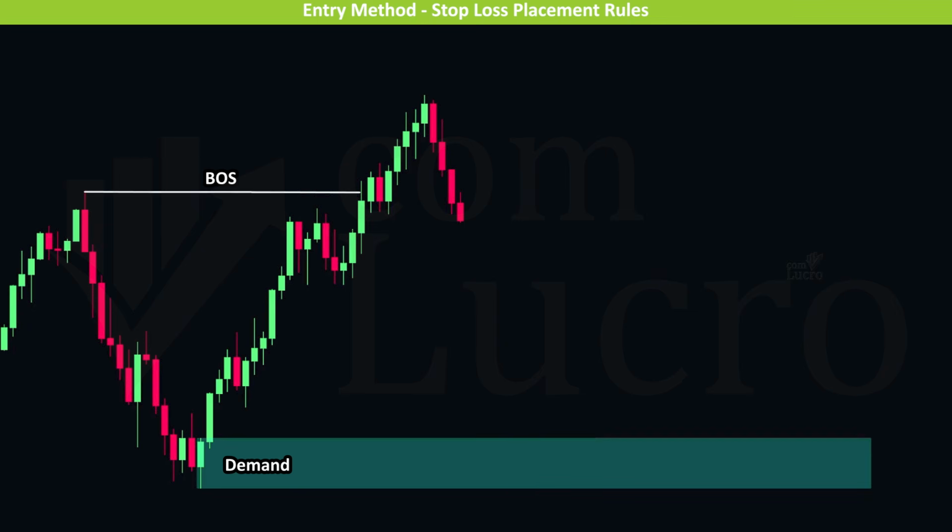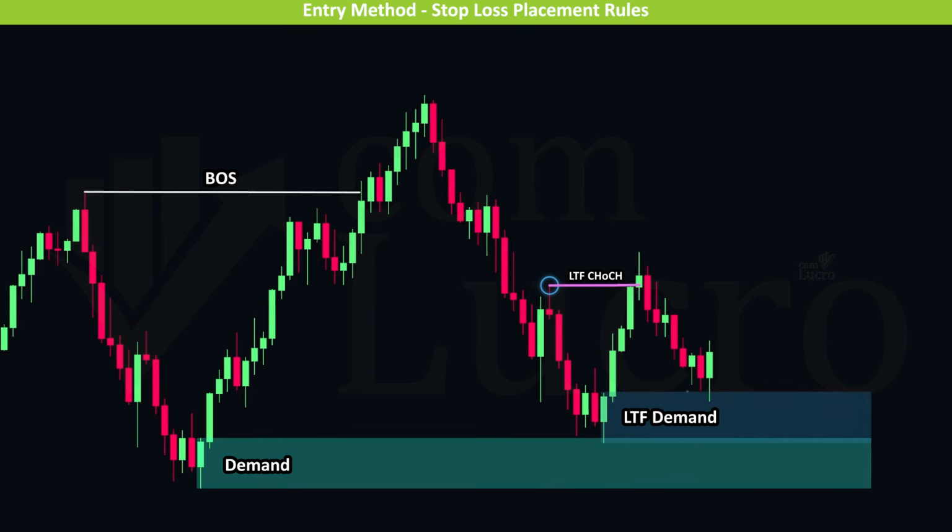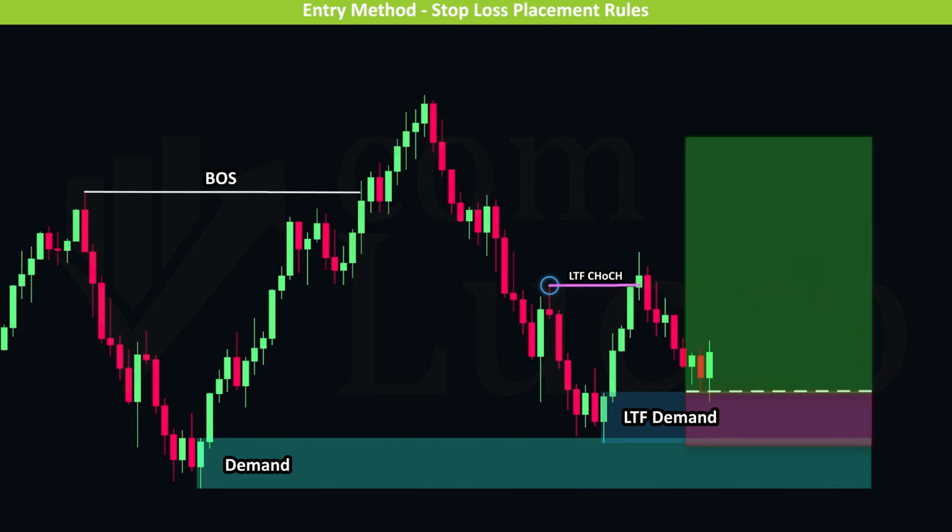Now let us move into stop-loss placement, because risk management is critical in trading. If you are using a limit order entry, place your stop just beyond the extreme of the zone. This allows the trade enough room to develop without exposing you to unnecessary risk. If you are entering with confirmation, such as a break of structure or a change of character, you can tighten your stop. Place it just below the low or above the high that caused the move. This approach keeps losses small and greatly improves your risk-to-reward profile.